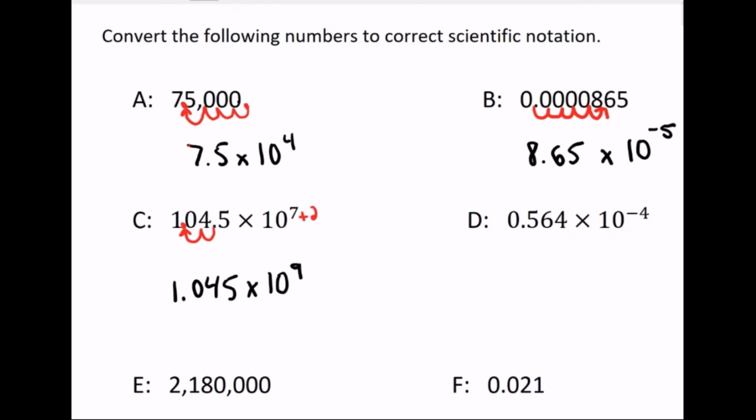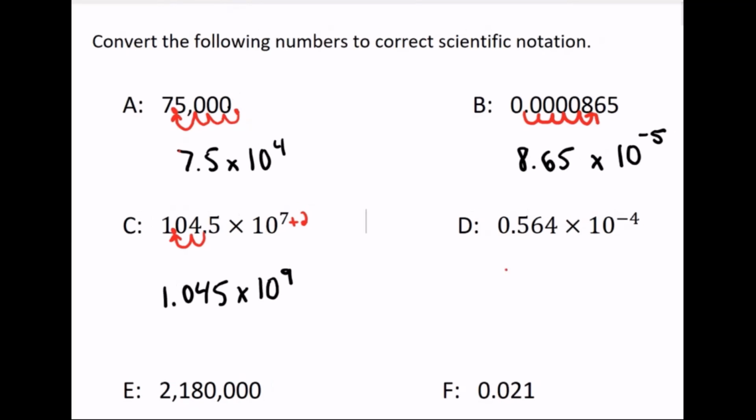For D, again, the number in front needs to be 1 or greater, but less than 10. In this case, it's less than 1, which is not okay. If we move the decimal to the right 1, then the number fits the condition that we need. It's at least 1, but still less than 10. And since we moved the decimal to the right, we need to decrease the exponent, so it gets more negative by 1, which will be a negative 5.